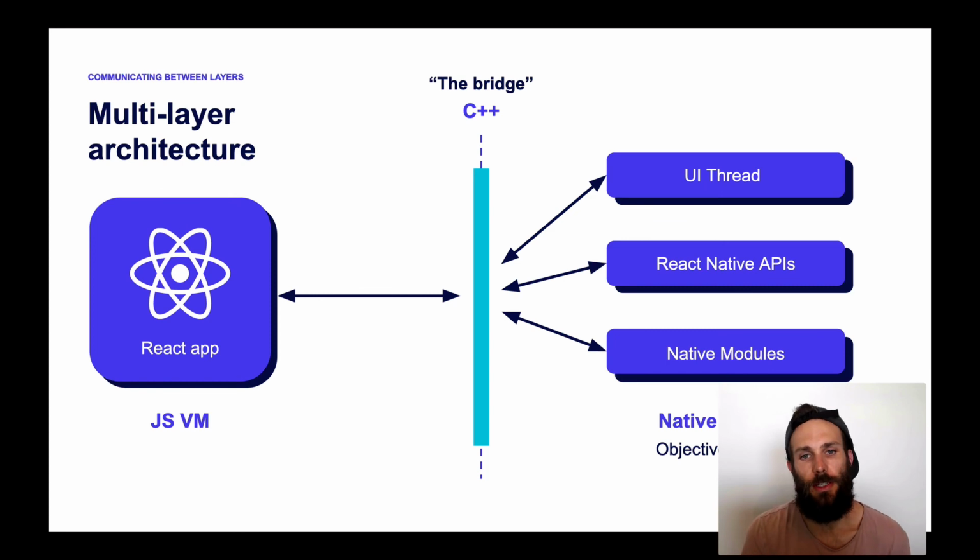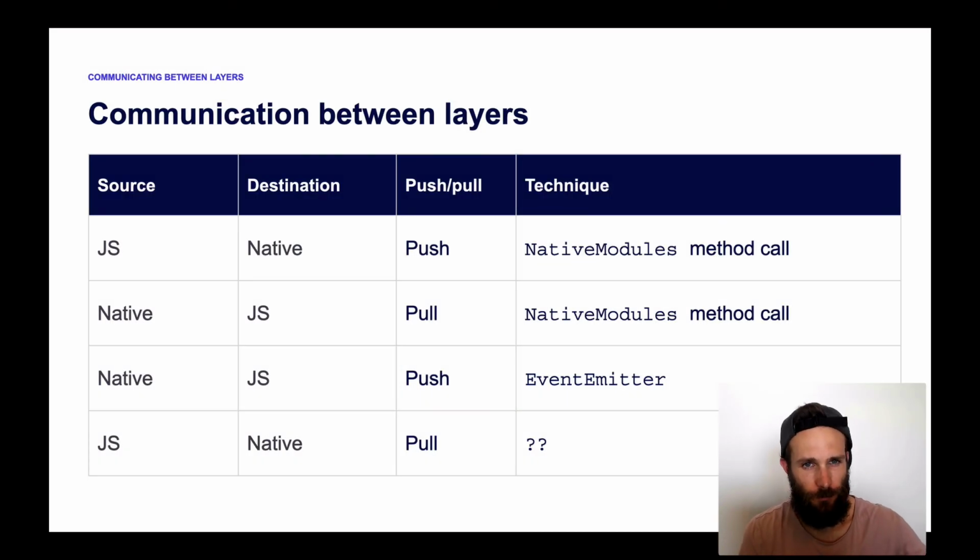Now, the bridge is an asynchronous batch queue, which allows serialized data in JSON format to be passed to either side. So both layers can add to and consume from this queue, but the API is different depending on what you're trying to send where. So if we look at the various ways in which we might want to transfer data, I've highlighted which APIs you can use to do so.